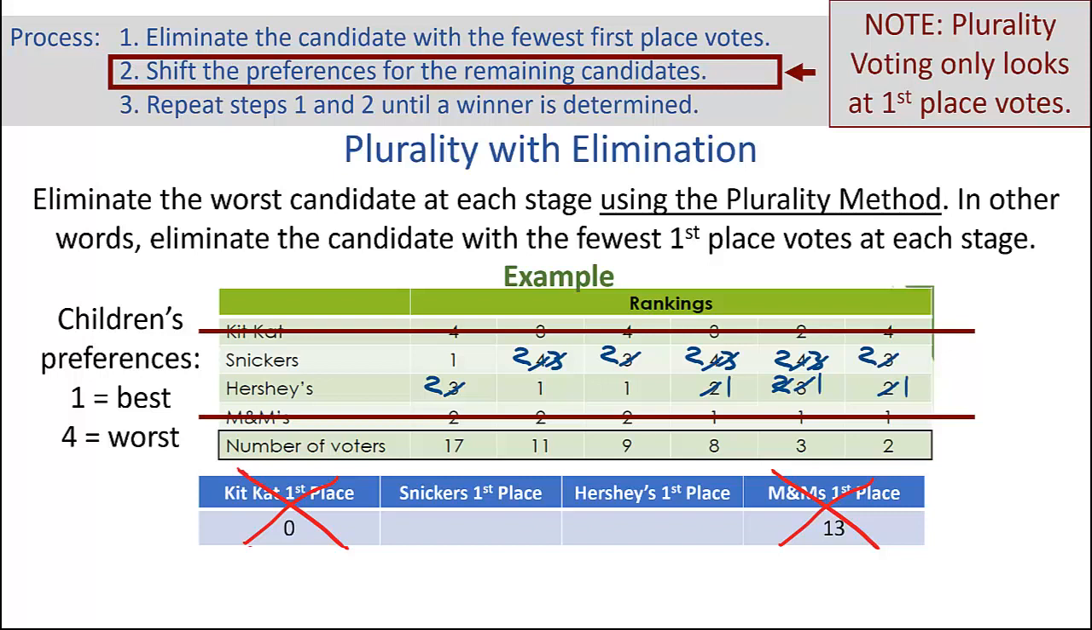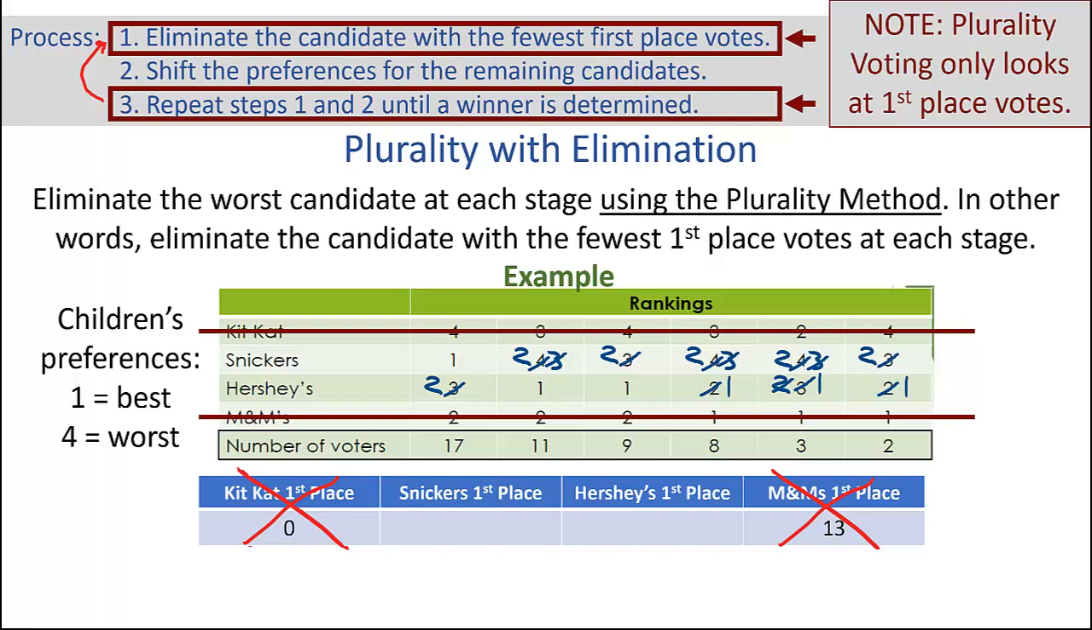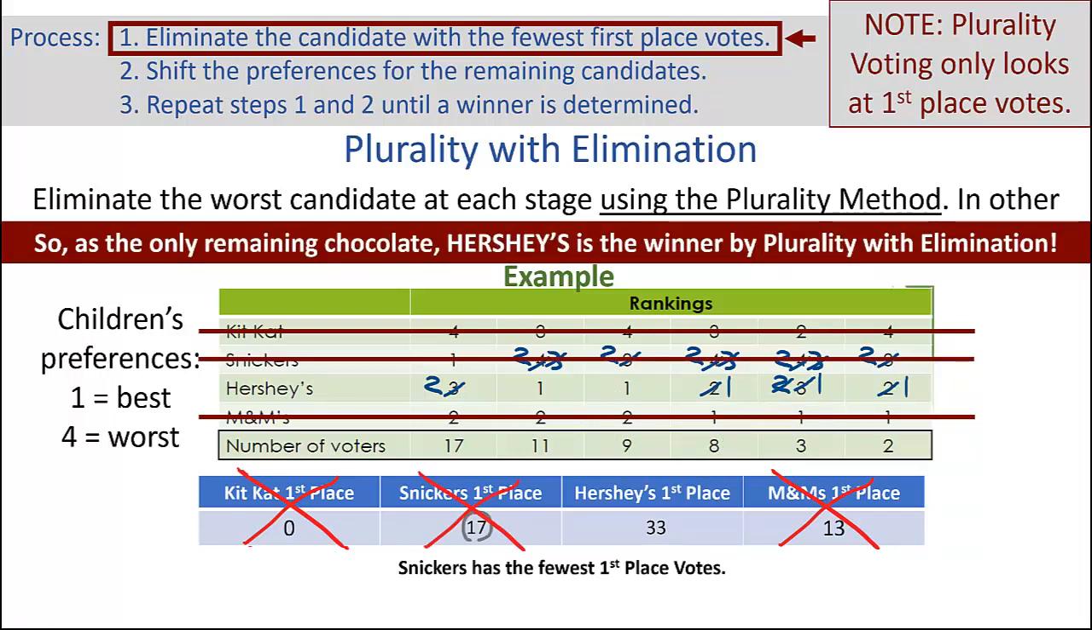We need to go back and count. All that's left is Snickers and Hershey's. So I want to go through there and eliminate the one with the fewest first place votes. Before I can do that, I have to count the first place votes. So, starting with Snickers, go to the Snickers row and look for ones. There are 17 first place votes for Snickers. Then go to the Hershey's row and count first place votes. Well, there are a whole bunch of them: 11 plus 9 plus 8 plus 3 plus 2. That adds to 33. That immediately tells you Hershey's is the winner, the only one left standing, by plurality with elimination.